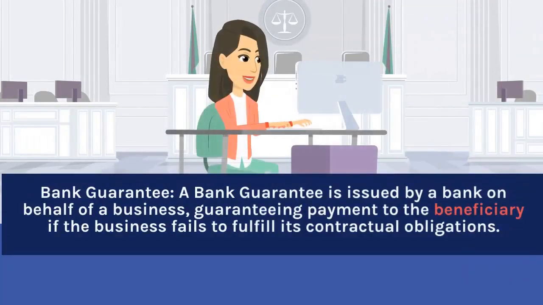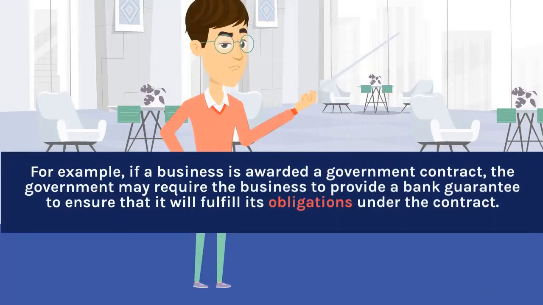Bank guarantee. A bank guarantee is issued by a bank on behalf of a business, guaranteeing payment to the beneficiary if the business fails to fulfill its contractual obligations. For example, if a business is awarded a government contract, the government may require the business to provide a bank guarantee to ensure that it will fulfill its obligations under the contract.